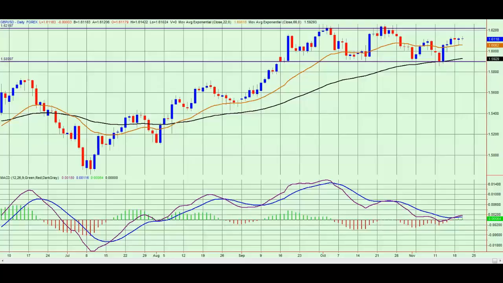I'm looking at the pound US dollar today. We're waiting for some significant news to come out about the US dollar later on, but I just wanted to share something around the use of the MACD, especially something called MACD Divergence.